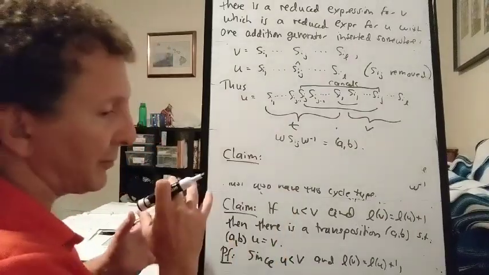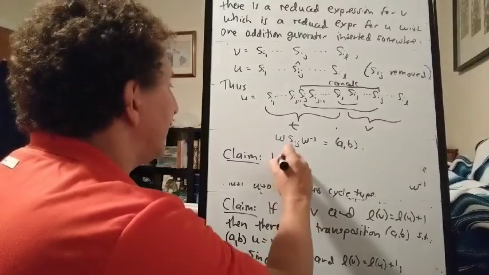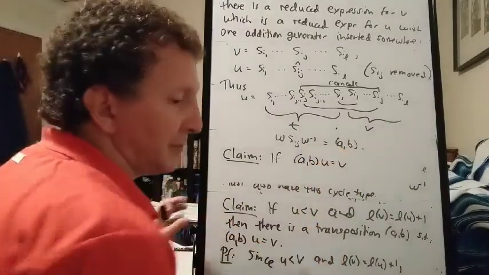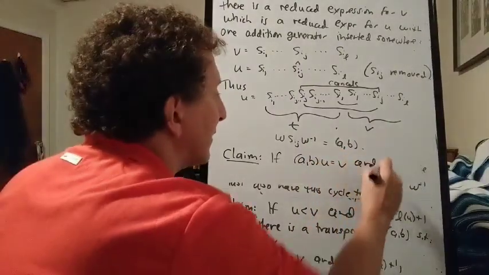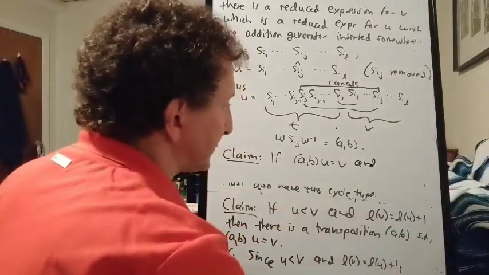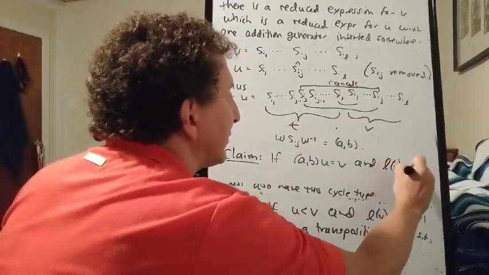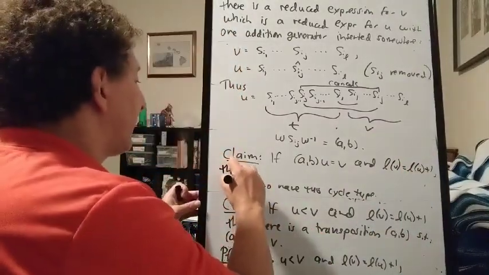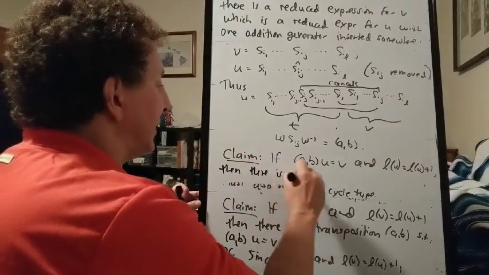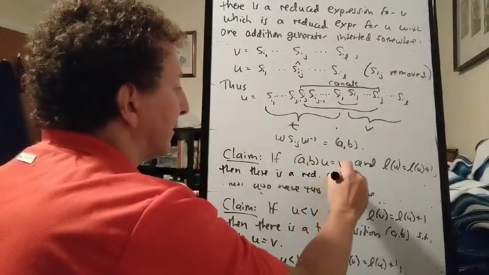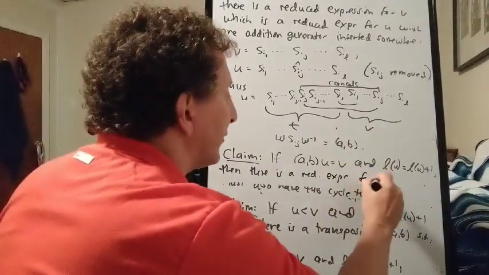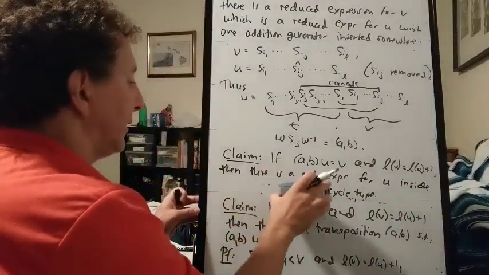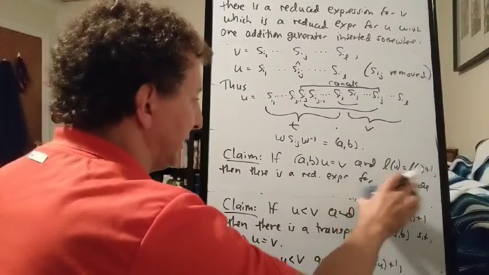And now I want to claim something of a converse. If ABU equals V and the length of V equals the length of U plus 1, then there is a reduced expression for U inside of actually every reduced expression for V.